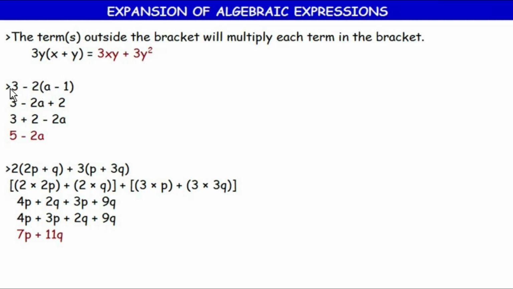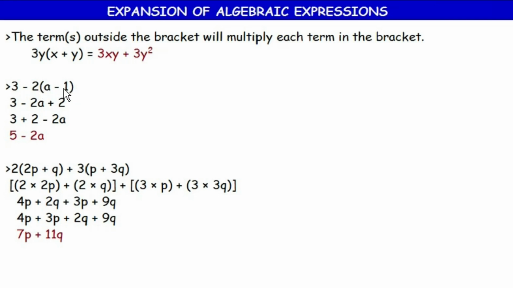Alright, so let's look at this example 2. What is 3 minus 2 into bracket a minus 1? So we're going to have 3 minus, what is negative 2 times a? Bear in mind, we have to consider the operation in front. Always consider the operation in front of the number that is multiplying the bracket, right? So what is negative 2 by a? It is negative 2a, right?